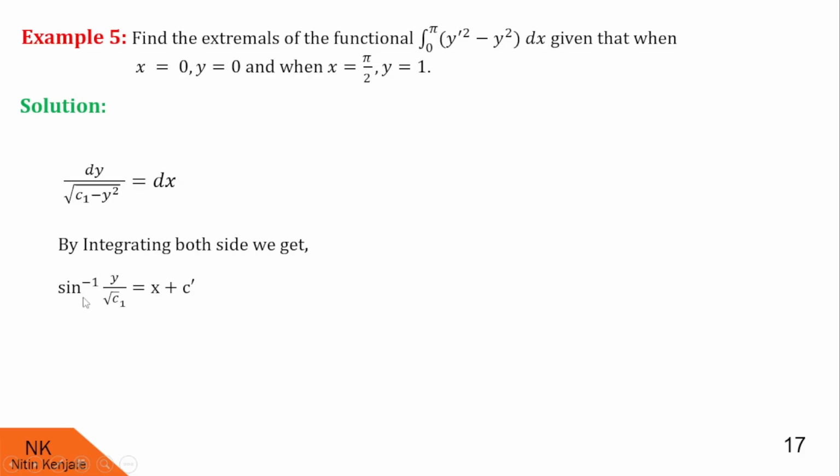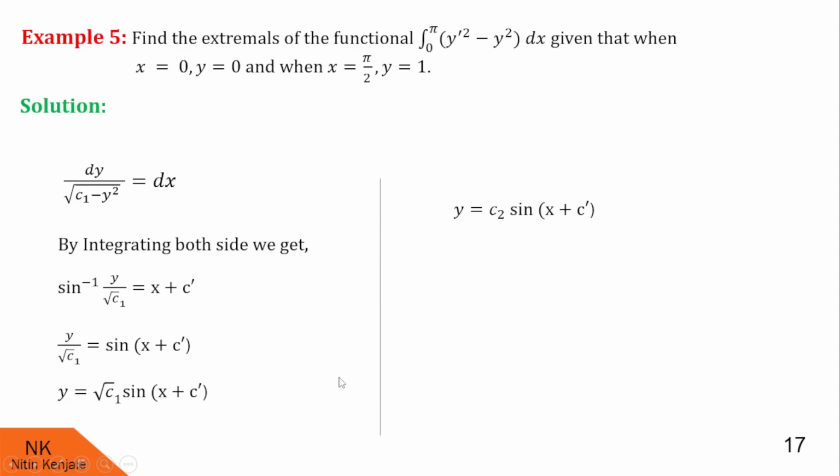Now we take this sine inverse to the other side. So we see this becomes y by the square root of c1 is equal to sine of (x plus c dash). Taking this square root of c1 to the other side, we get y is equal to the square root of c1 into sine of (x plus c dash). Now we write this square root of c1 as c2, keeping this sine (x plus c dash) as it is.